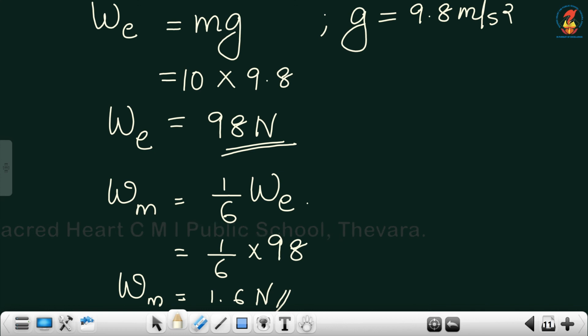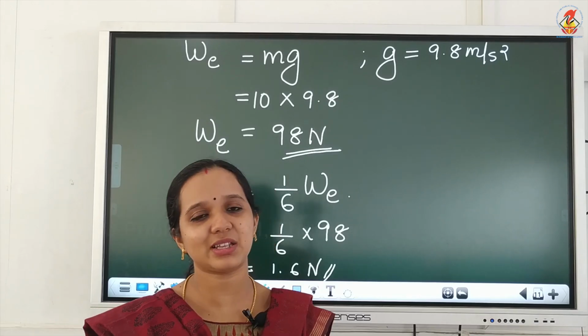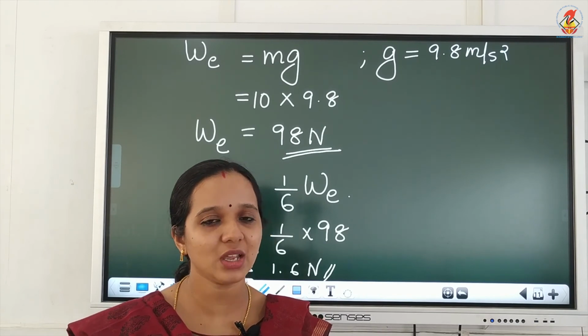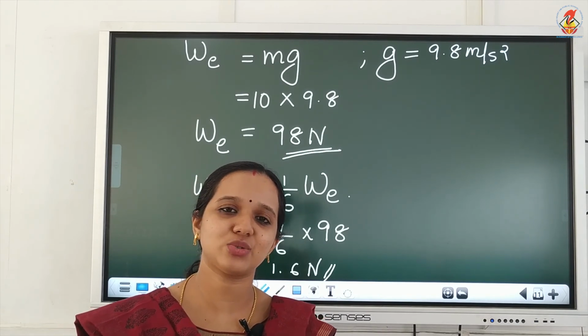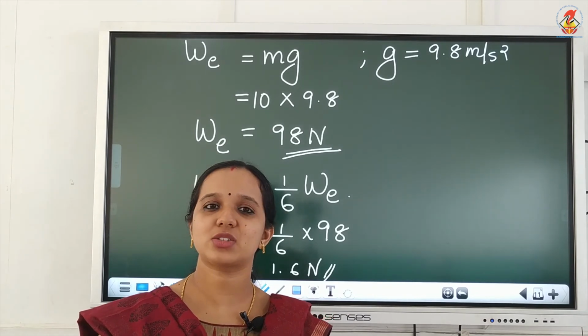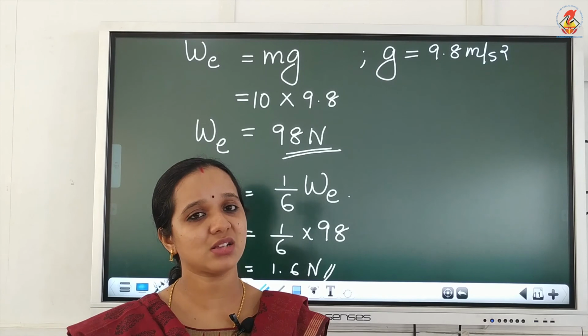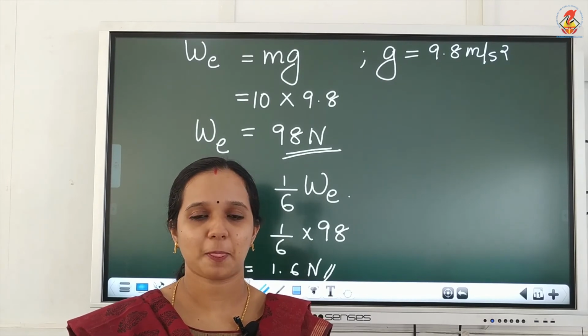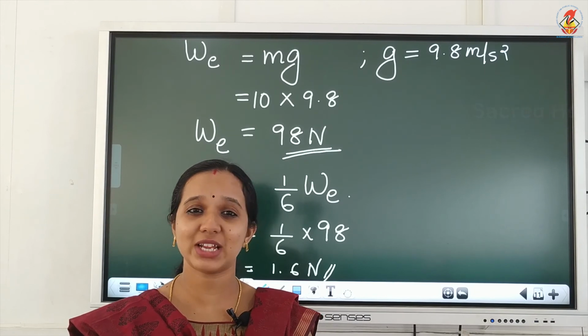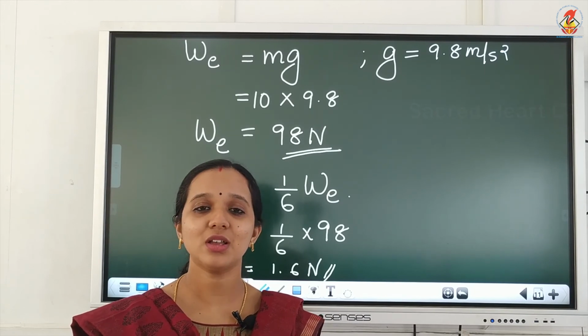And the weight of the object on the surface of earth can be easily found using the equation W is equal to mg, where g is the acceleration due to gravity, which is equal to 9.8 meter per second square, and m is the mass of the object. Hope the problem part is clear. Please make sure that you write and learn all the problems. Thank you.